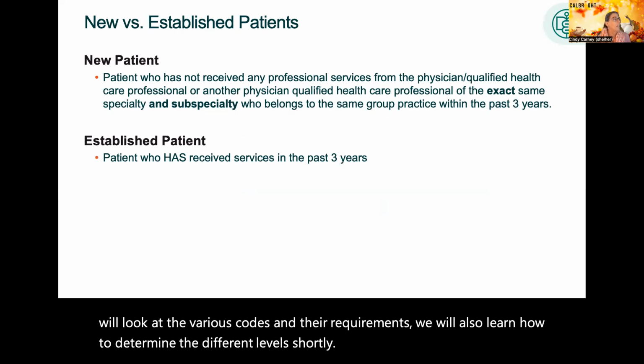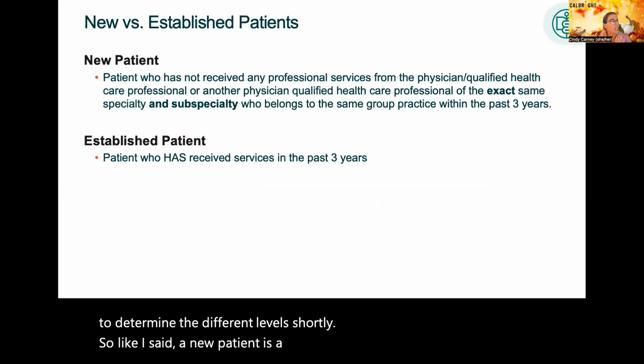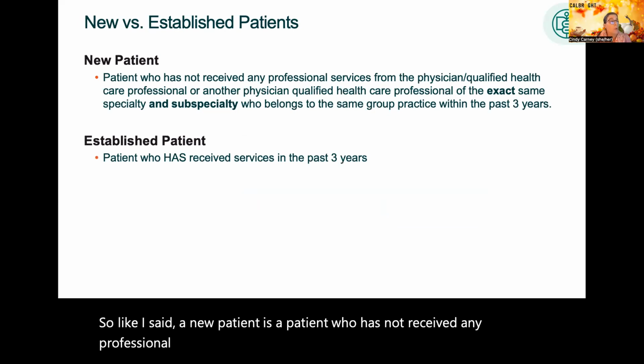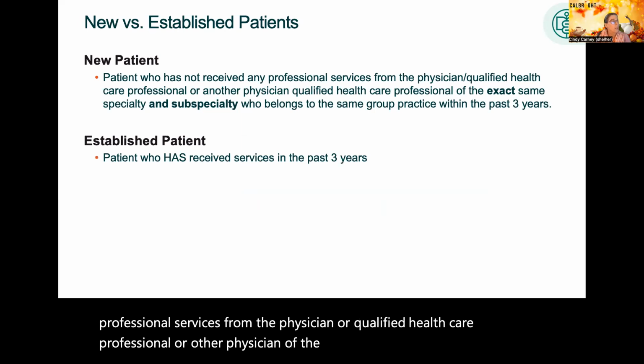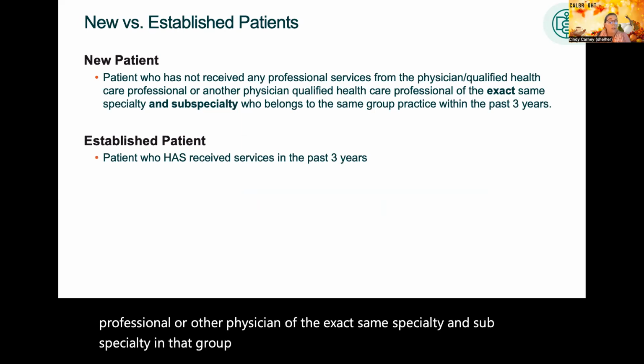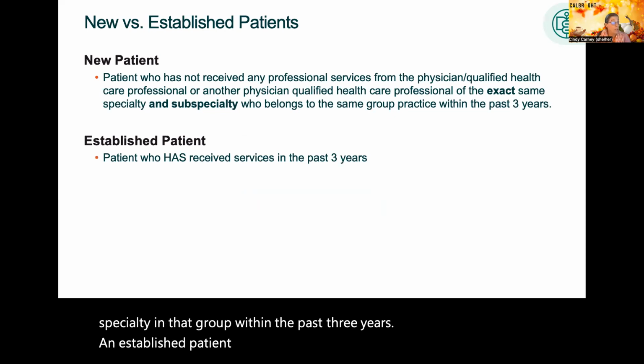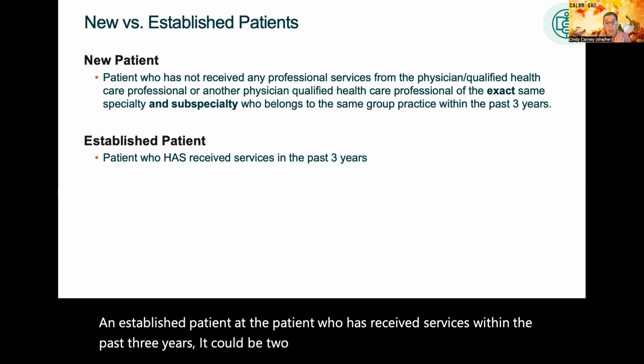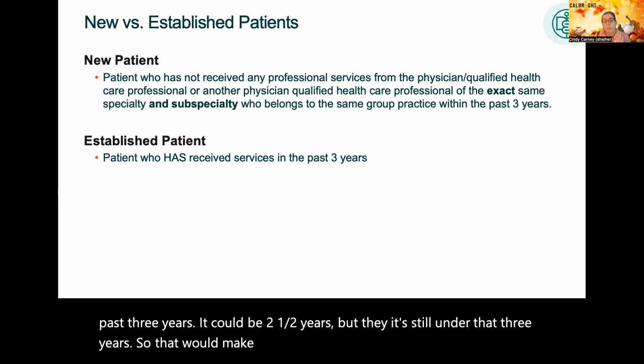So like I said, a new patient is a patient who has not received any professional services from the physician or qualified healthcare professional or other physician of the exact same specialty and subspecialty in that group within the past 3 years. An established patient is the patient who has received services within the past 3 years. It could be 2.5 years, but it's still under that 3 years, so that would make them an established patient.